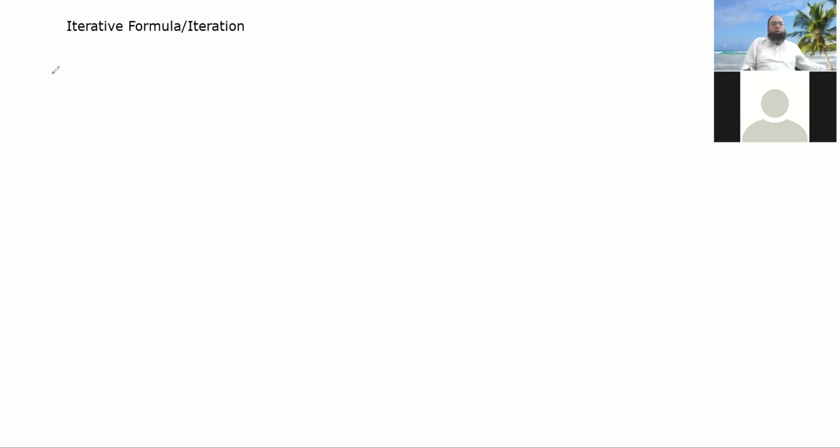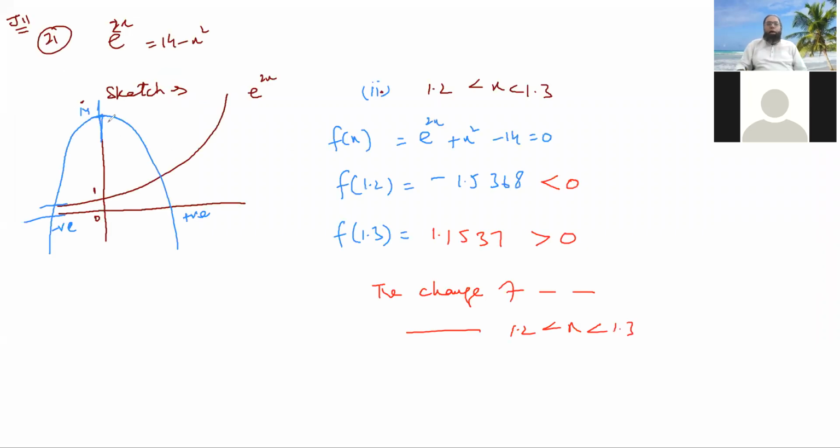Again, I'm taking question number 21, whose equation was e raised to power 2x equal to 14 minus x squared. If you look back, we had these sketches here. The sketches gave us an idea that yes, there are two roots, and if I had scaled it, then you could have seen the approximate value of this root and this root over here.